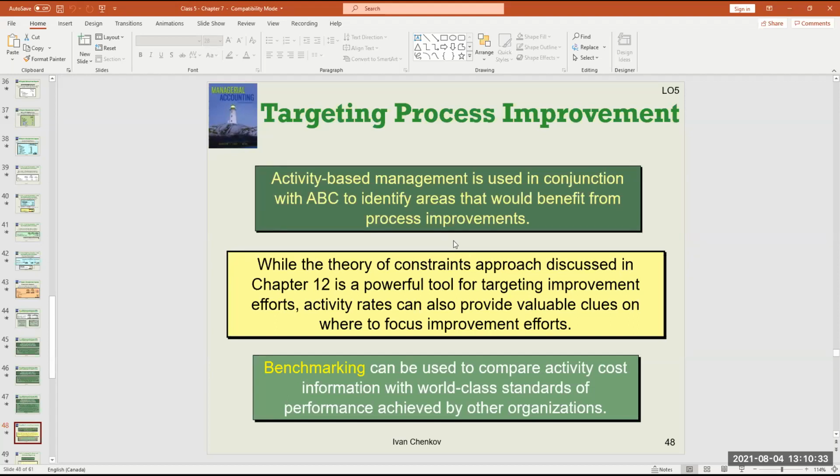The benchmarking usually is identifying which are the leaders in the industry or on the market, and trying to be one of those and compare yourself to one of those. So benchmarking can be used to compare the activity cost information with the world-class standards of the performance achieved by another organization. In other terms, you can compare yourself with the leaders on the market and try to reach their standards.